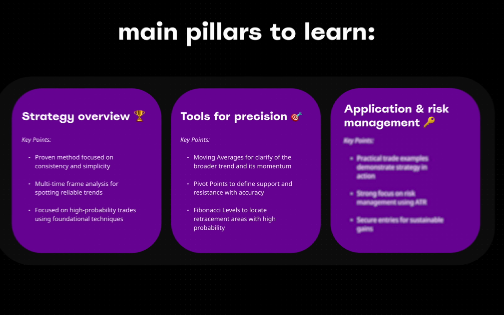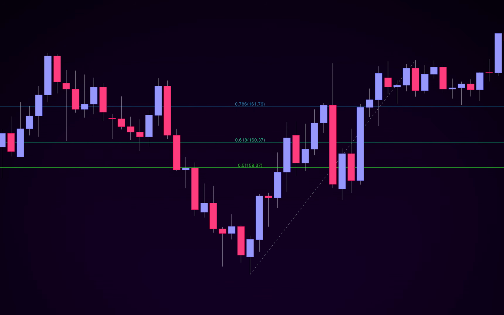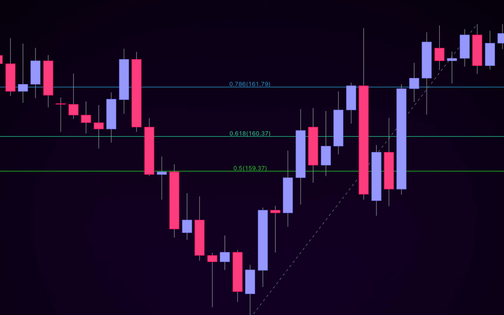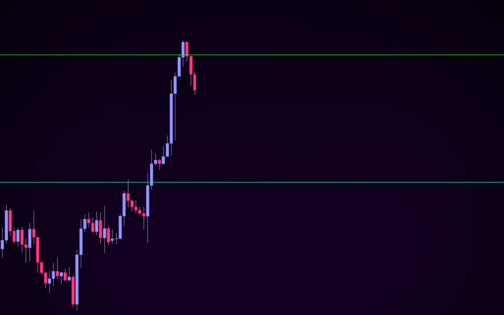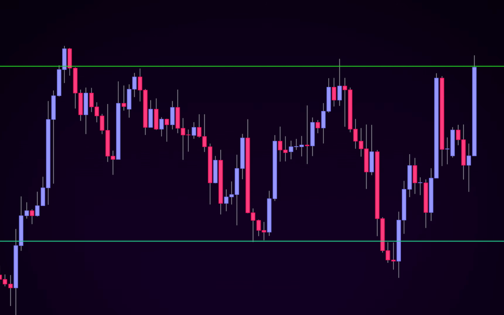So the last tool I use in my Forex trading strategy to refine my trade entries and confirm potential reversals or trend continuations is Fibonacci retracement levels. So I use these to identify high probability pullback zones, and the key levels I focus on are the 0.618, 0.5, and 0.786 retracement levels. And these are the areas where the price is likely to pull back before continuing in the direction of the trend, or where a potential reversal could happen if the level fails to hold.